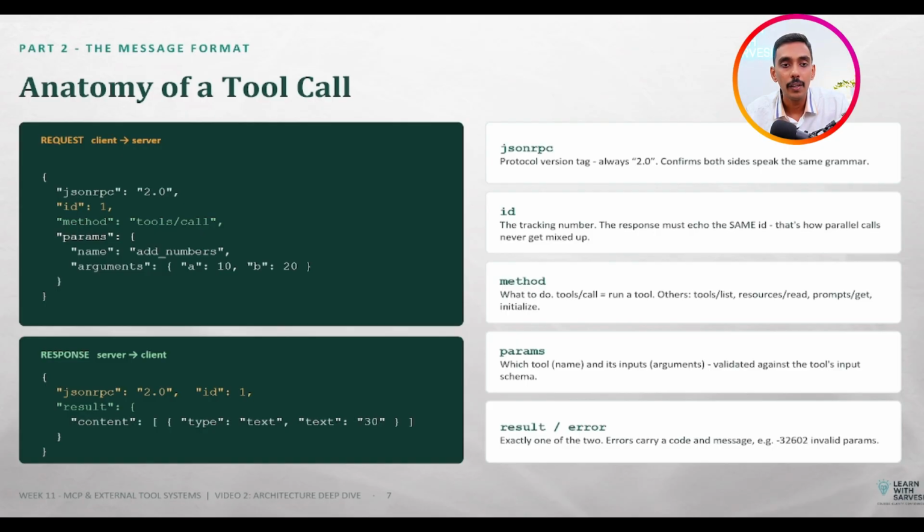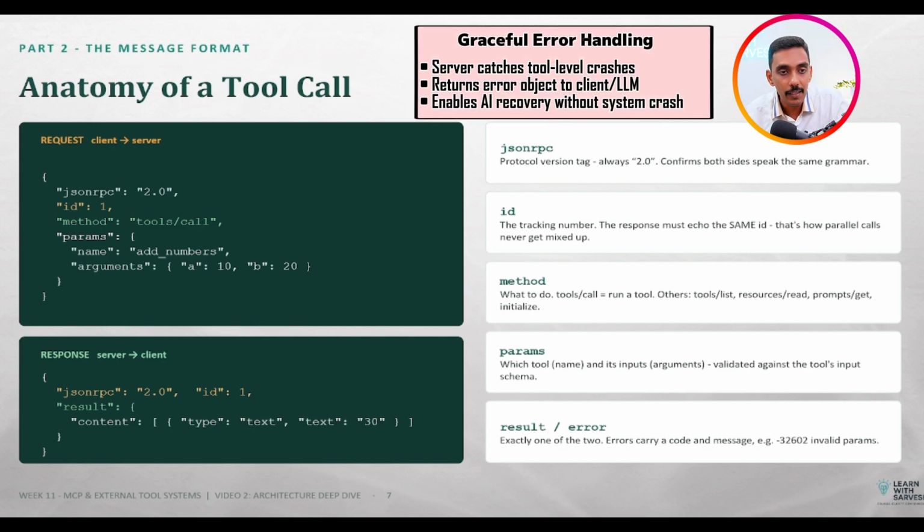Now what happens if the tool itself crashes? If we divide by 0, what happens? The server catches it and returns an error object with the code and message. The client and the LLM can react gracefully. Remember, our divide tool in the live session raised a value error for exactly this.